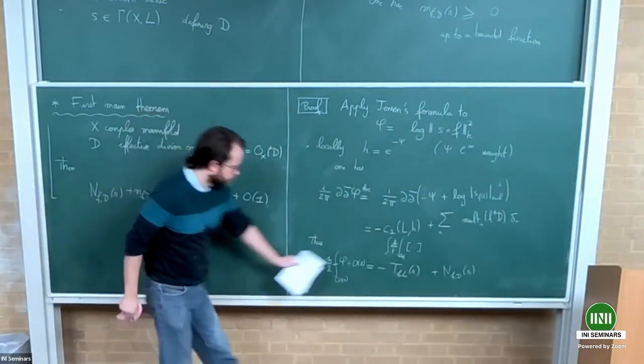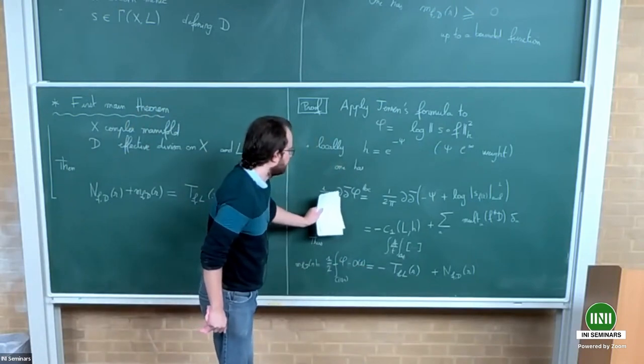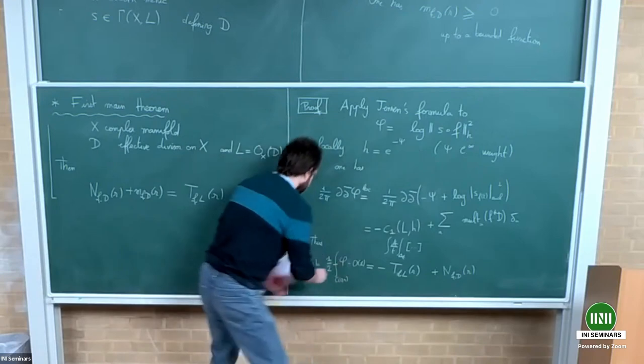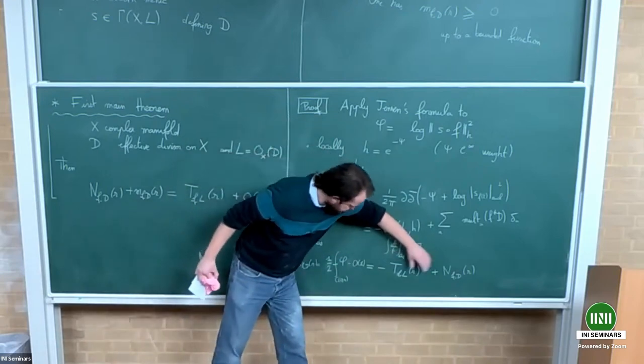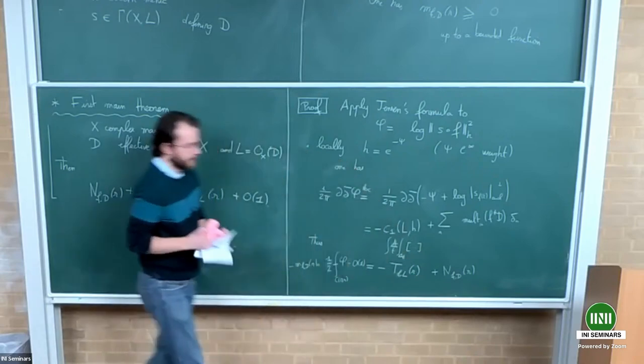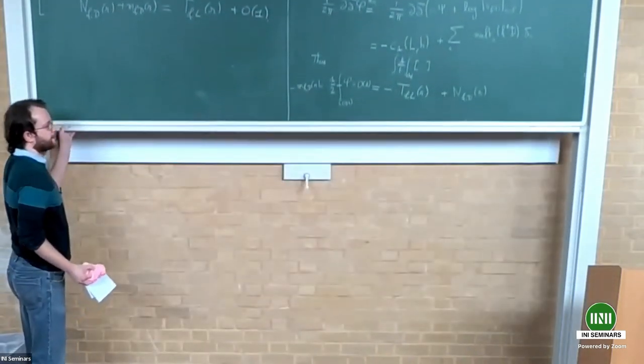Okay, so pull that. Sorry, there is i dd bar log, and there was a minus 1. Sorry. So pull that on the other side, and this one as well, and you get the first main theorem.